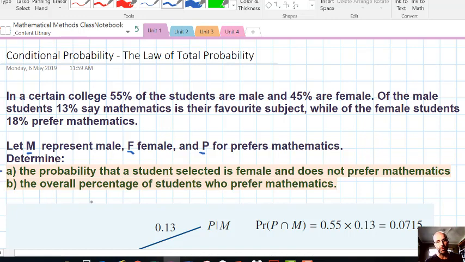We've got to determine the probability that a student selected is female and does not prefer maths. And we have to determine the overall percentage of students who prefer mathematics.